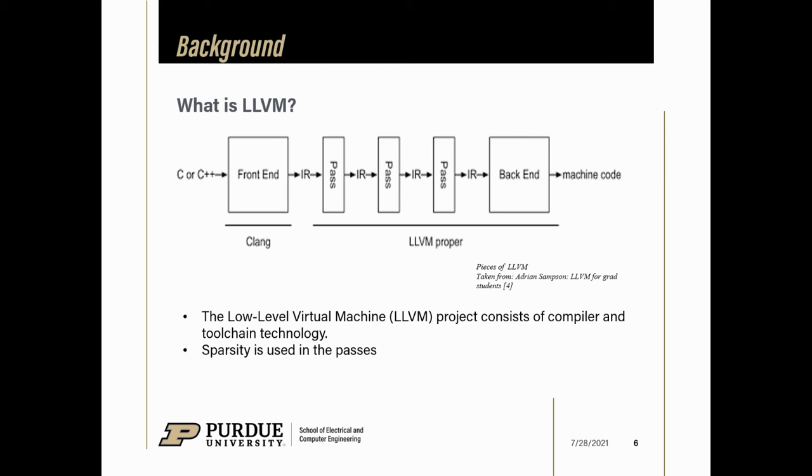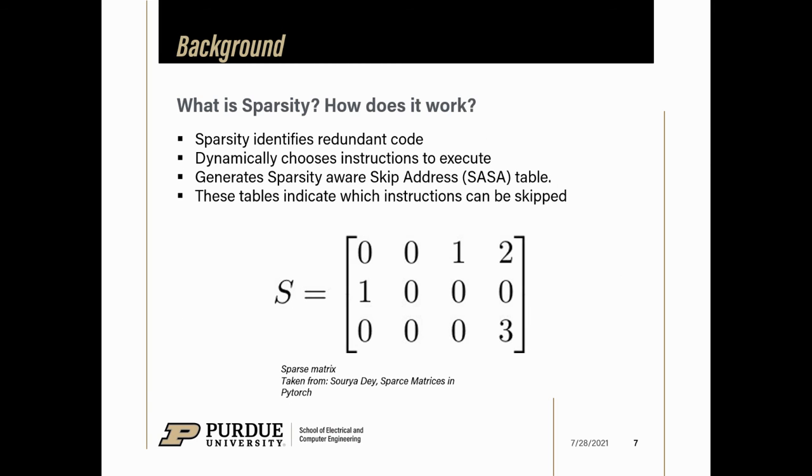Now, our particular LLVM version uses sparsity in the passes, which I'll explain now. Sparsity is the ability to dynamically choose which instructions to execute. It does this by generating a sparsity-aware skip address table, or a SASA table. So it identifies redundant code, and the table will then indicate which instructions can be skipped. The most prominent example is within sparse matrices. Because sparse matrices include mostly zeros, there are a lot of redundant instructions when executing them. So sparsity would be able to find the redundant instructions, in this case the majority of the zeros in a sparse matrix, and choose not to execute them.